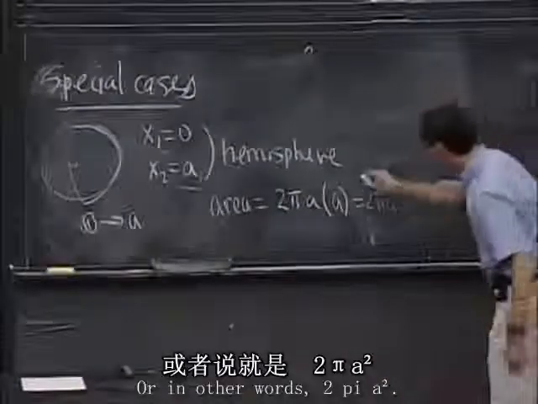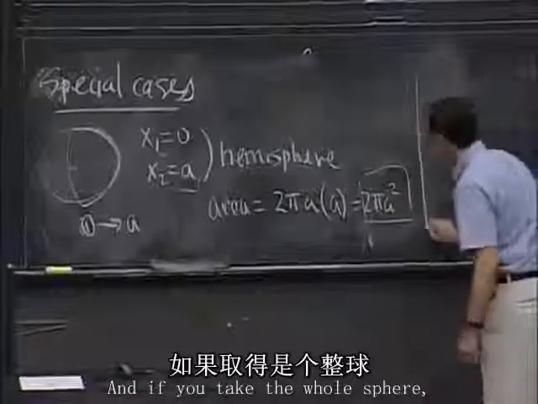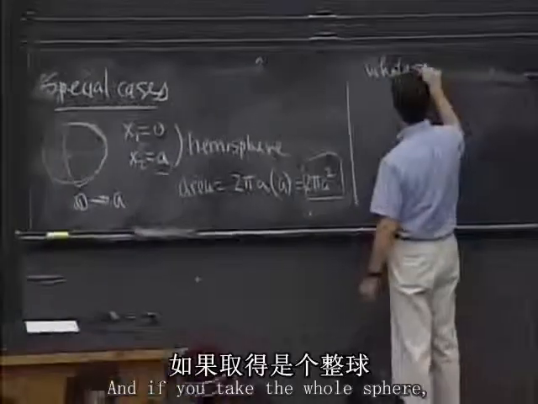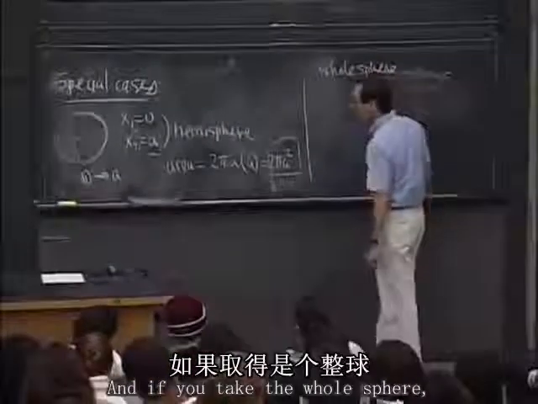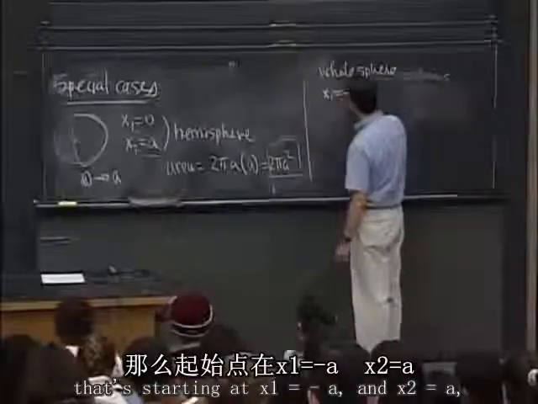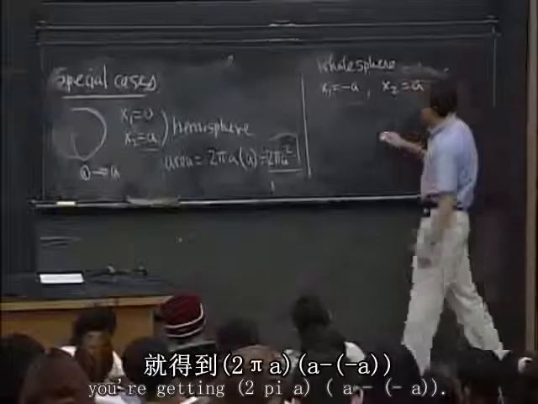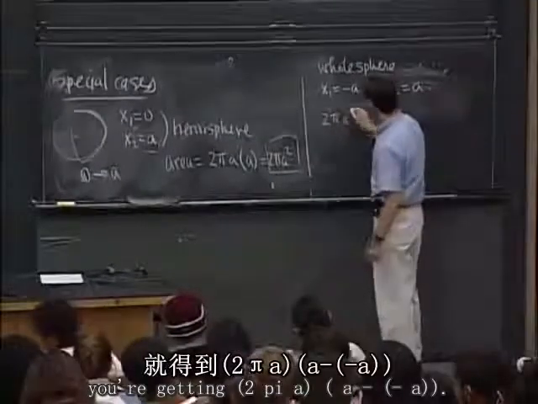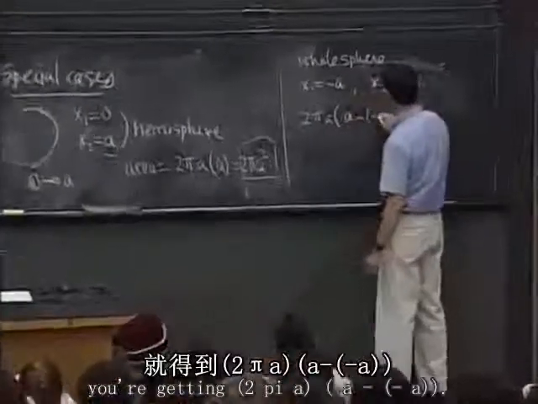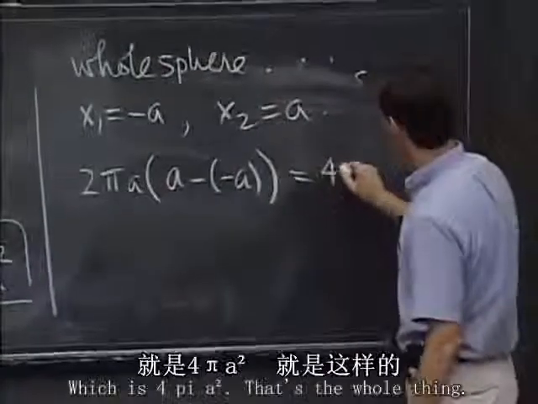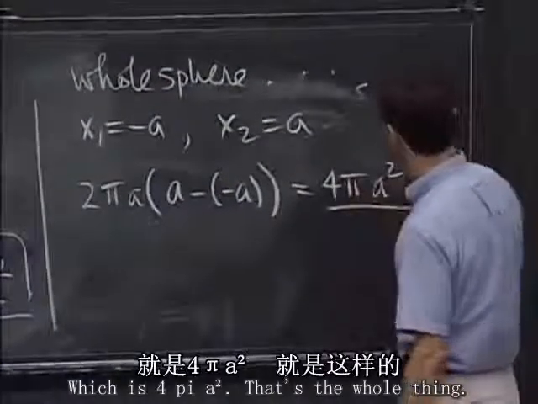All right? And if you take the whole sphere, that's starting at x1 equals minus a, and x2 is equal to a. You're getting 2 pi a times a minus minus a, which is 4 pi a squared. That's the whole thing.